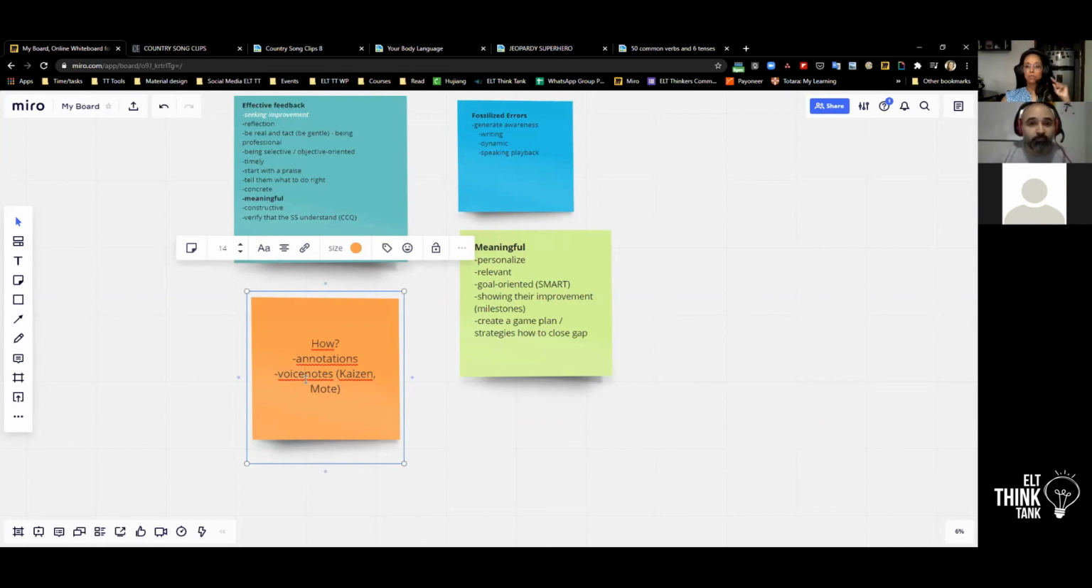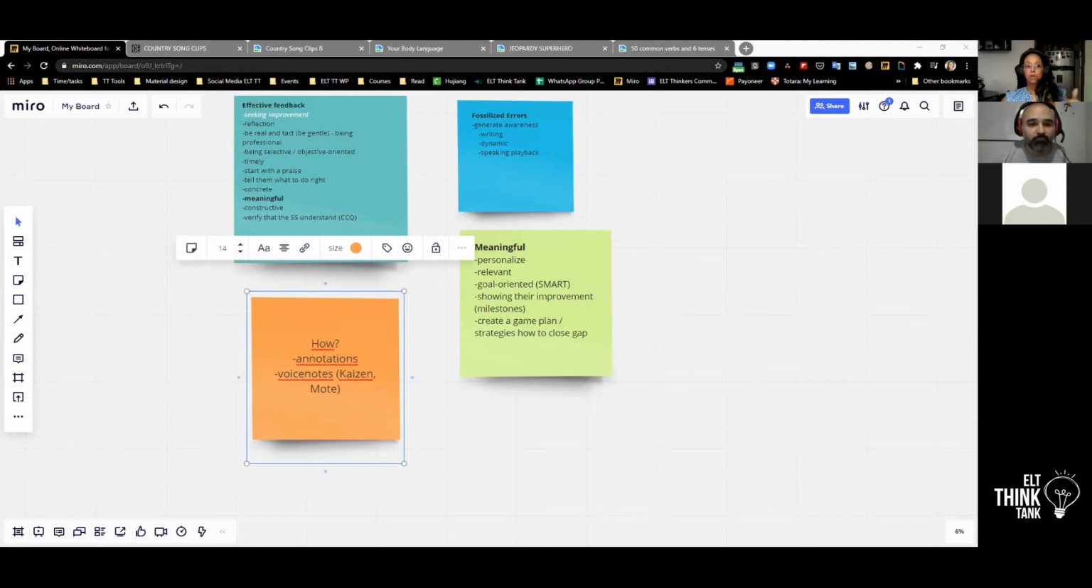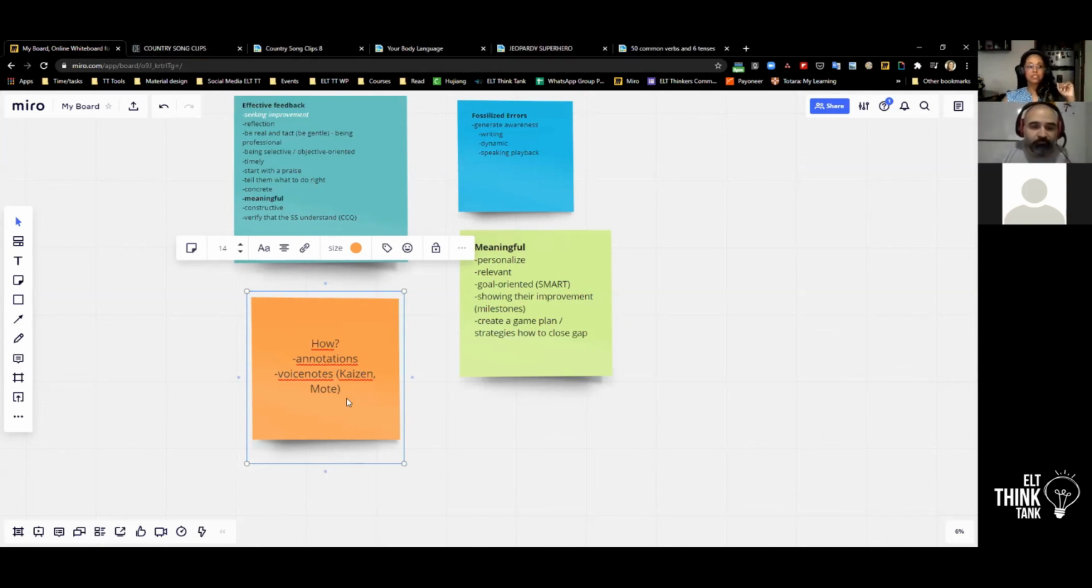These are two actually plugins. The Mote one you can integrate into your Google Chrome as an extension, and Kaizen you can put as an add-on to your Google Drive. Either way, what you have to keep in mind is that with Kaizen your students have to have Kaizen as well, whereas with Mote they don't have to have anything. So I prefer Mote, but it's up to you. Voice notes are another great way of doing it.